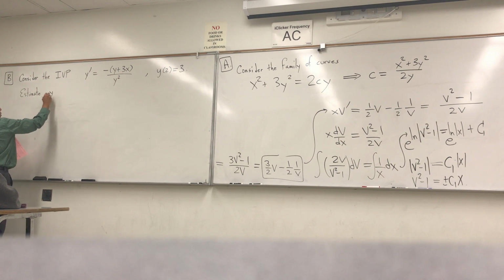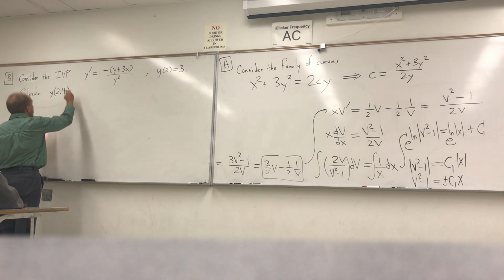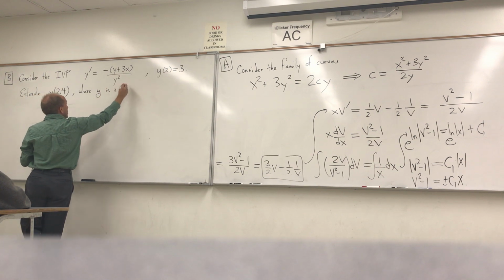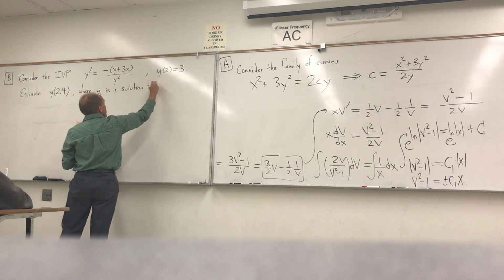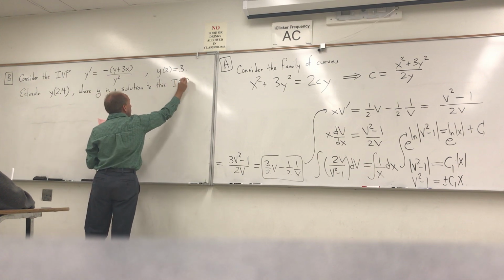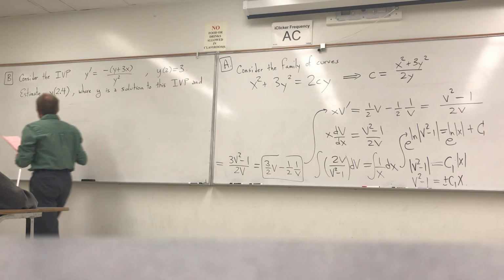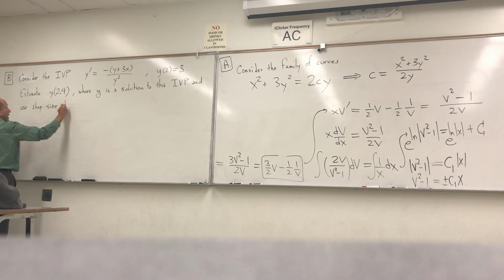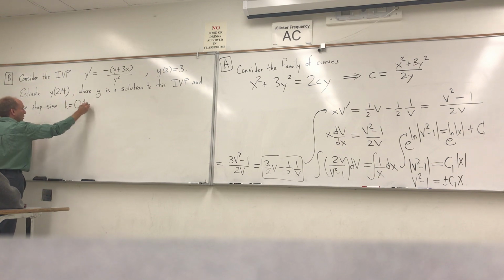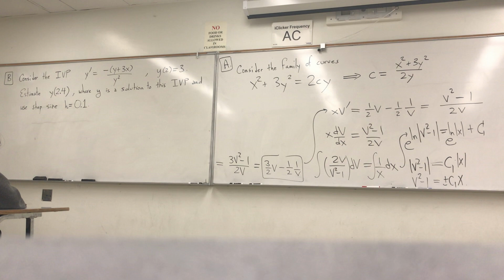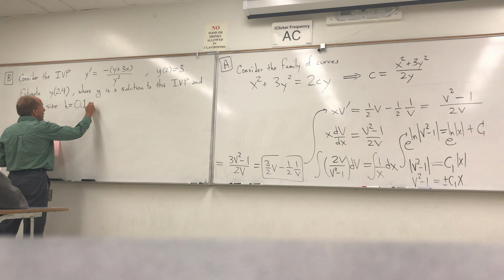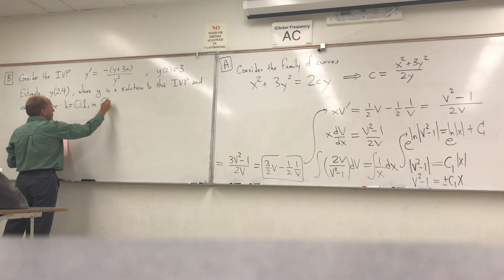So I'm going to estimate y of 2.4, where y is a solution to this initial value problem, and use step size h equals 0.1. By the way, guys, use step size h equals 0.1 in Euler's method.